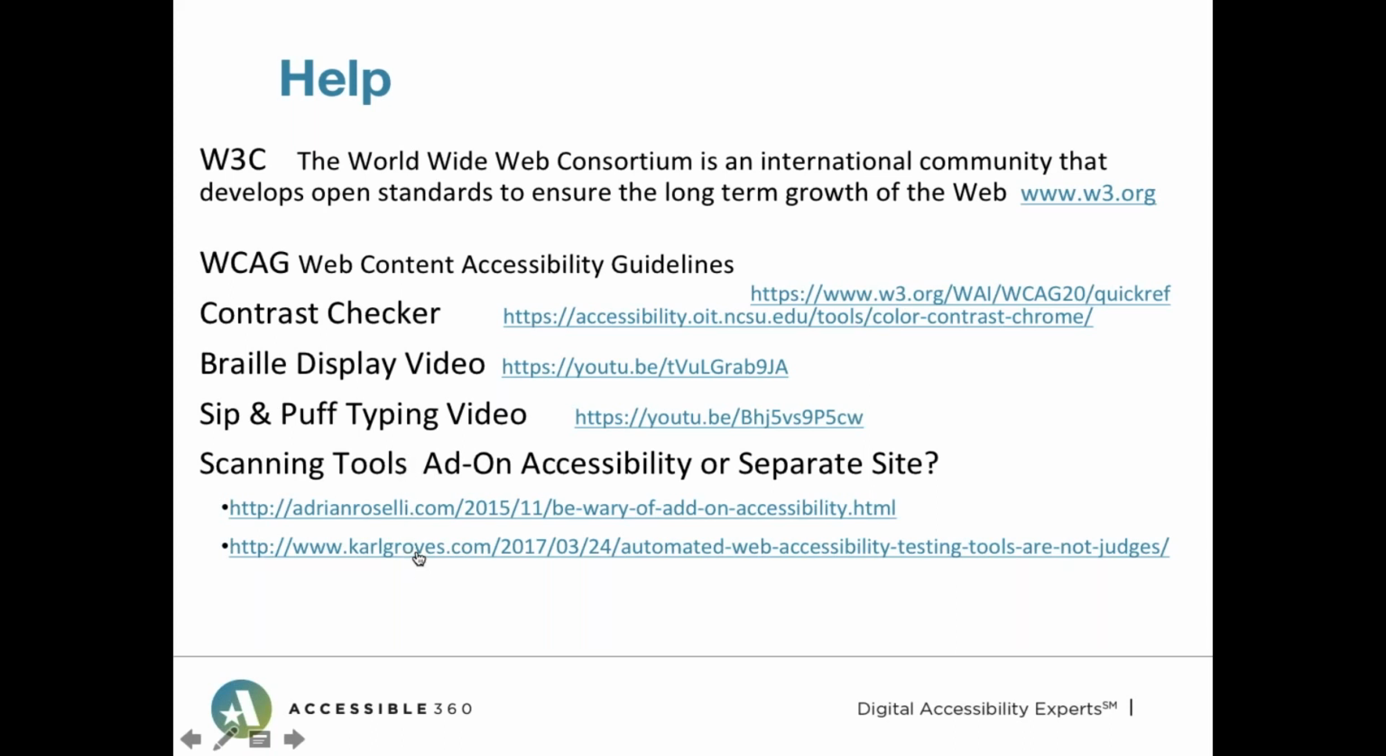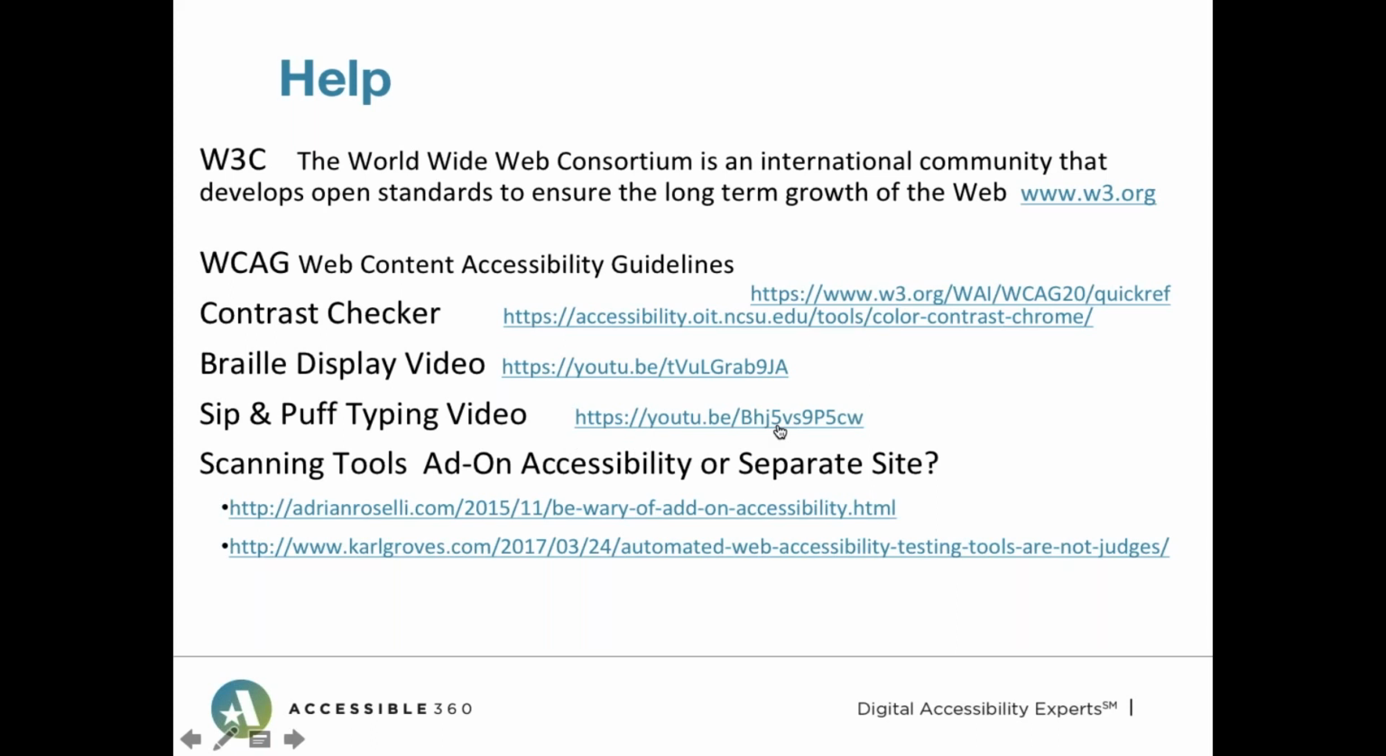Carl Groves does a great job of explaining why. And in full disclosure, Carl Groves works for one of the biggest providers of accessibility in the nation, a company that has been in it a long time, grew up providing it for the government. He knows what he's talking about, and I have no problem pointing you to his article about explaining add-on or scanning tools because I want you to be well informed.